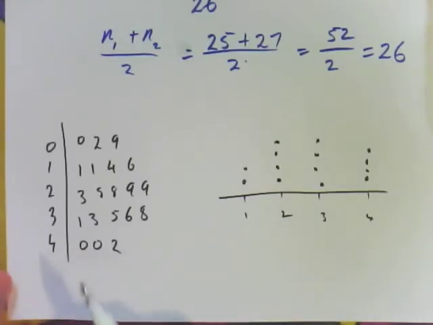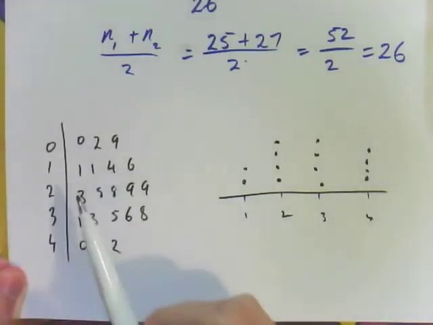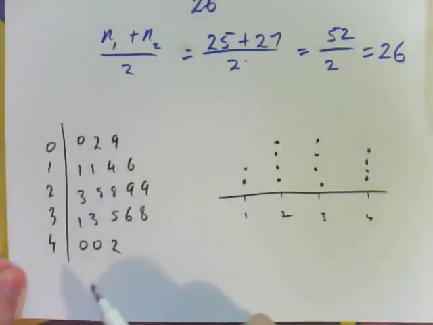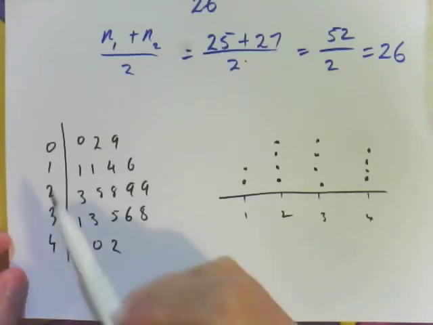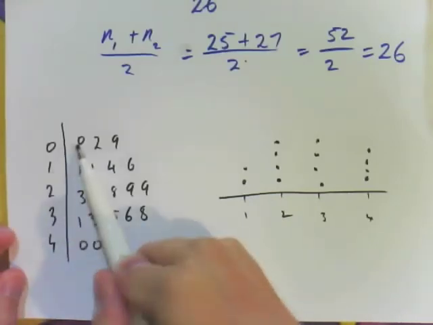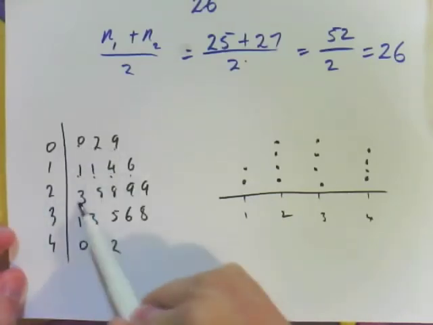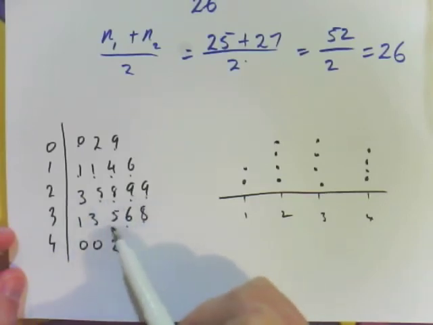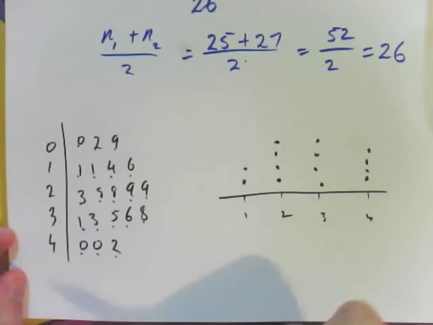What you do is, if you're dealing with a stem plot, you first make sure it's in order, which this one is. If it's not, you rewrite it in order. And then you just count. So we have 1, 2, 3, 4, 5, 6, 7, 8, 9, 10, 11, 12, 13, 14, 15, 16, 17, 18, 19, 20. So theoretically it's going to be about 10 per group.